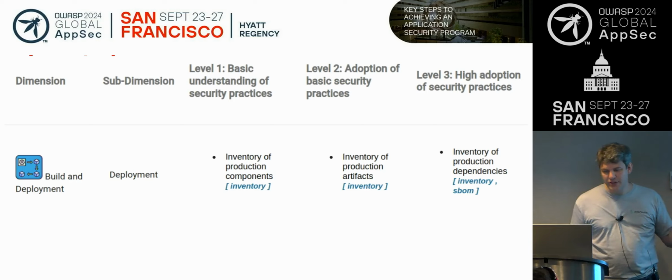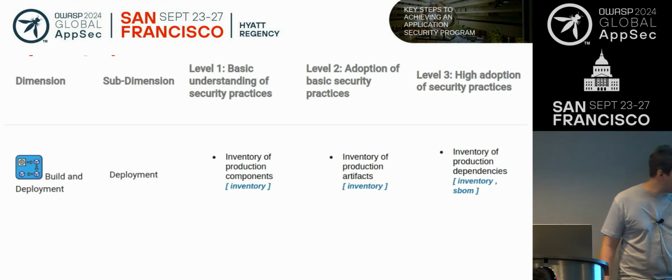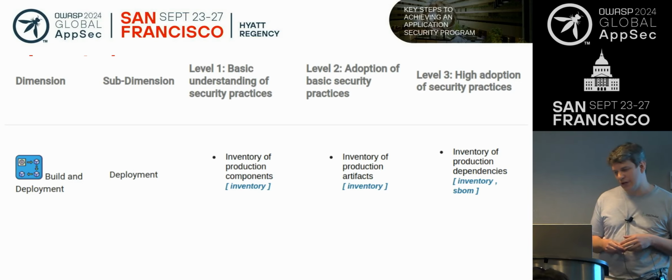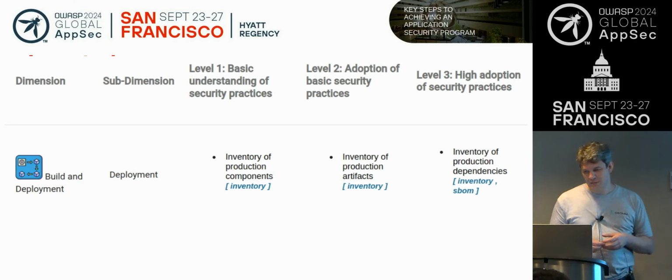On level 1, I just want a list. Maybe the CISO has a list in Excel, often, of production components. I don't need to know the protection requirement for this application. I just need to know these are the applications which we have, and this is a point of contact.